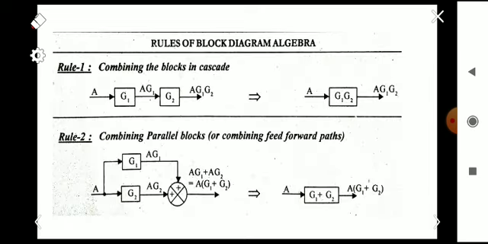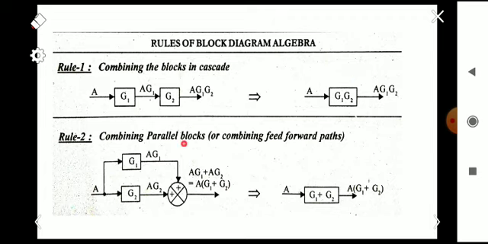So we can see that the rules for block diagram reduction are shown here. The first rule is combining blocks in cascade. That is, two blocks are connected in series. So we can simply combine these two blocks like this. These two blocks are multiplied together, and we will get the output as A into G1 G2. So we can simply replace these two independent blocks with a single block G1 G2.